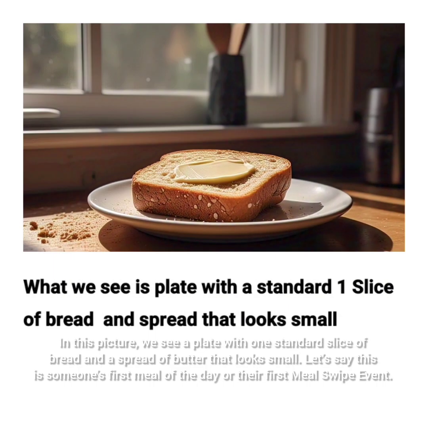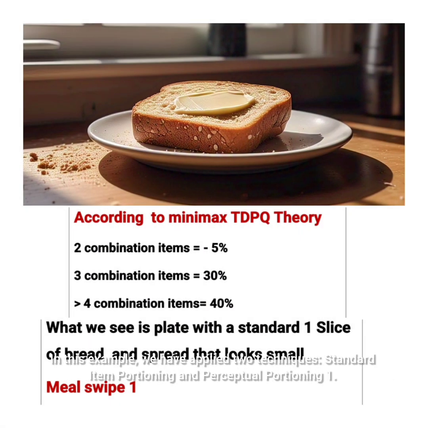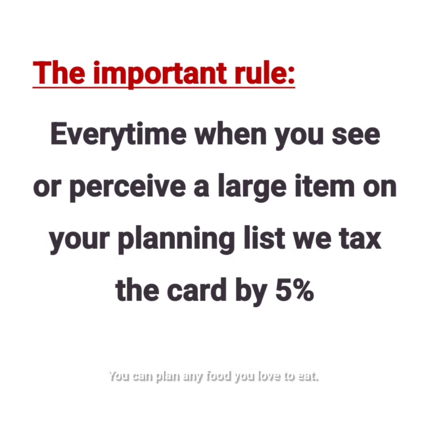In this picture, we see a plate with one standard slice of bread and a spread of butter that looks small. Let's say this is someone's first meal of the day or their first meal swipe event. In this example, we have applied two techniques: standard item portioning and perceptual portioning 1. While we are still on this picture, we have 2 items. According to Minimax, the percent pixel portion for less than 2 items that the mind is listing for consumption is -5%. A pixel portion of 3 items is 30%. And lastly, a pixel portion of more than 4 items is 40%. You can plan any food you love to eat.